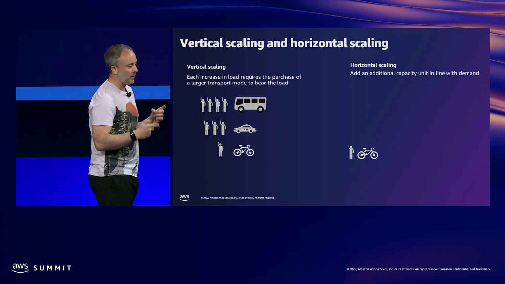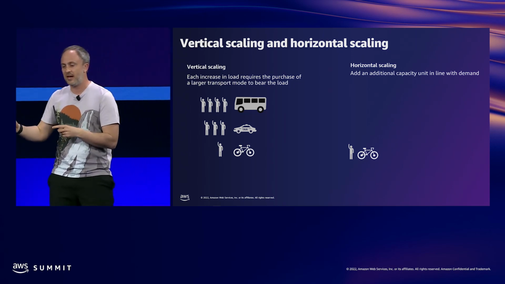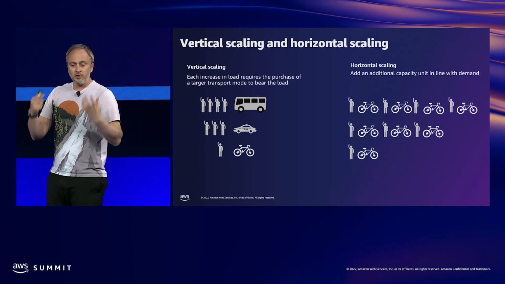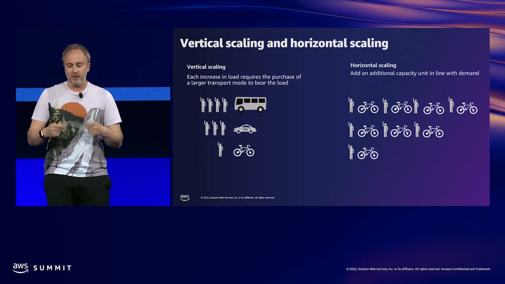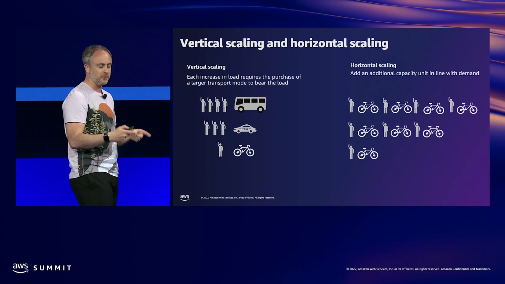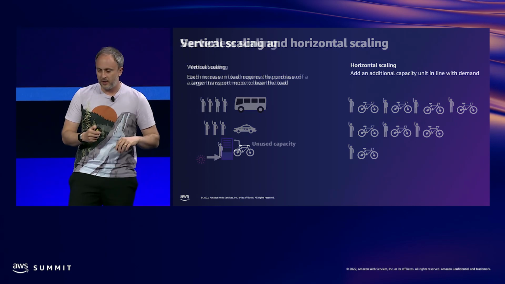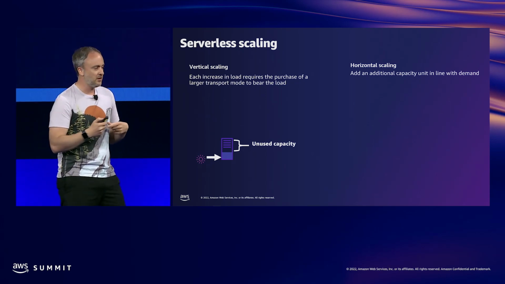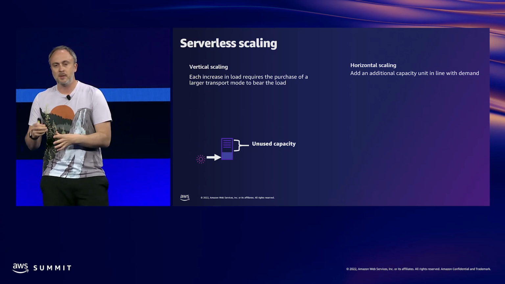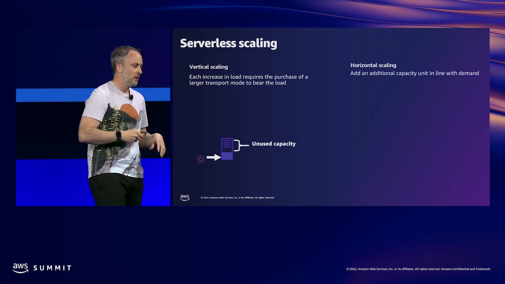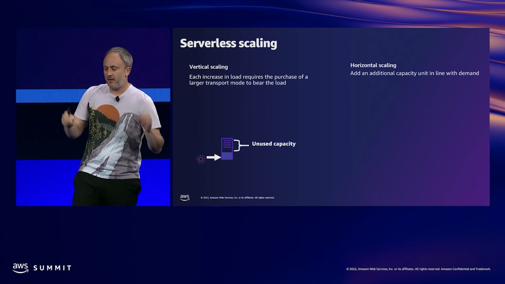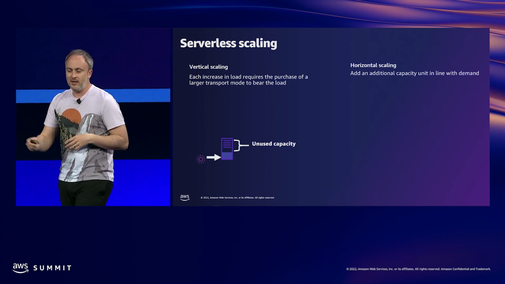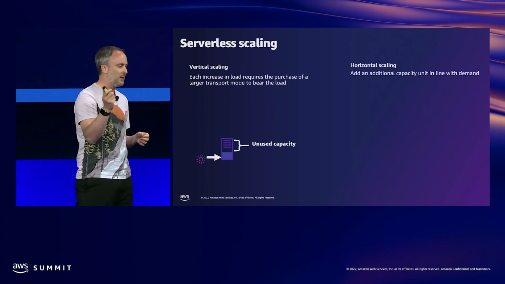Now, if you apply this same analogy to horizontal scaling, you can see exactly how it works just by this imagery, right? With horizontal scaling, you add an additional capacity unit in line with demand. So how does this apply to compute and to serverless? Well, another way of looking at it is in terms of capacity, and that's capacity used and unused. Let's say we're going to really simplify our application here, and we have a machine running that we're renting, say, on a monthly, weekly, hourly basis.